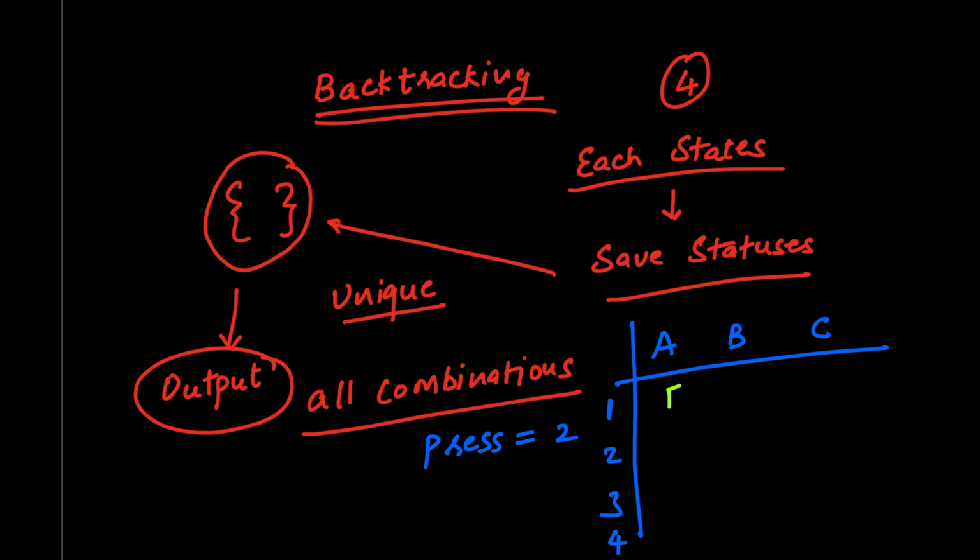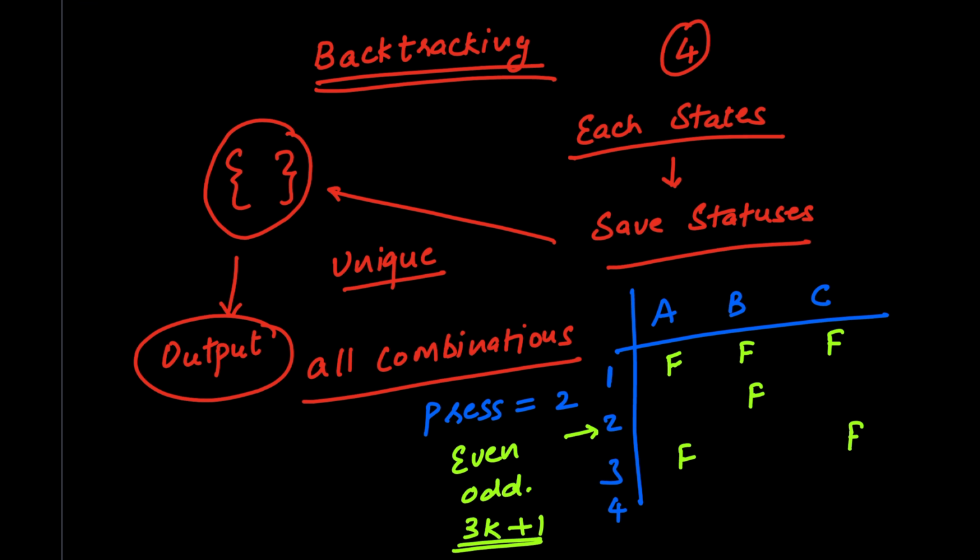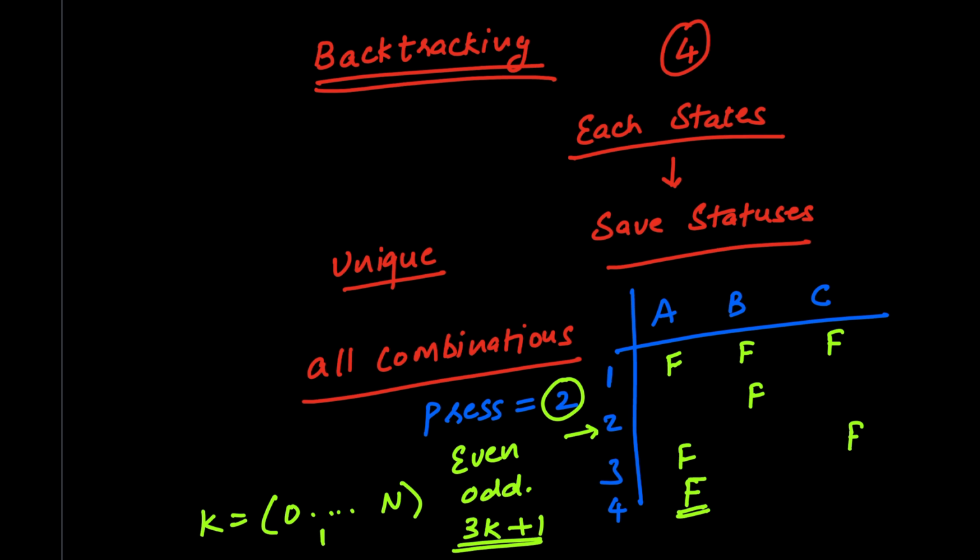The first button flips all of the bulbs. Pressing that button will change all of the bulbs to false or off. As the second button only flips bulbs at even positions, bulb B's status will change. The third button handles odd bulbs, so A and C statuses will change to false or off. Button number 4 uses the formula 3k plus 1, where k is a value starting from 0 all the way till n. So with this input, it will only turn off bulb A. The same operations will be repeated, but applied on the updated statuses.